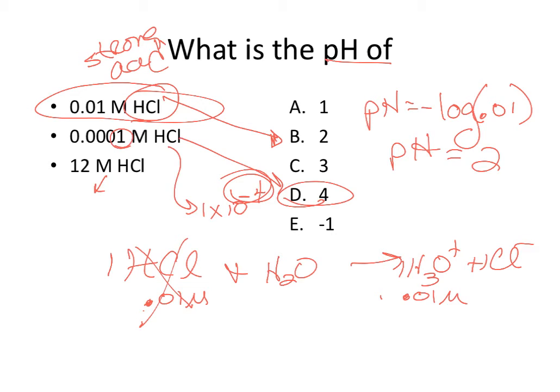12 molar. Plug that into your calculator just to register in your brain that you can have negative pHs. So it turns out that minus log of 12 is actually around -1. So you can have negative pHs. They're just very, very, very strongly acidic solutions.